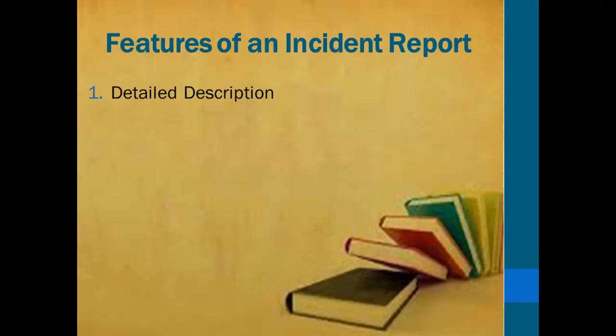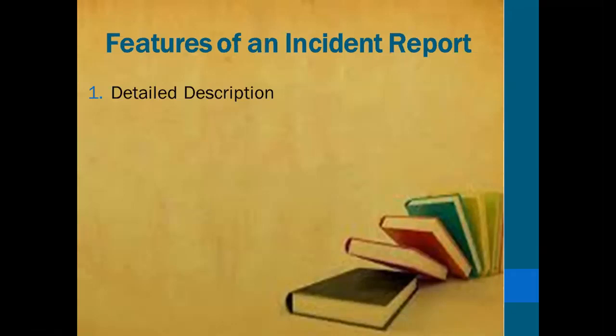Number one, detailed description. An incident report should have a detailed description, which means it should narrate all the events surrounding the incident in question in their exact manner of occurrence. An incident report may include the basic information: date, time, who are involved, and the statements that come from the WH questions and the H question: who, what, when, where, how, and why.